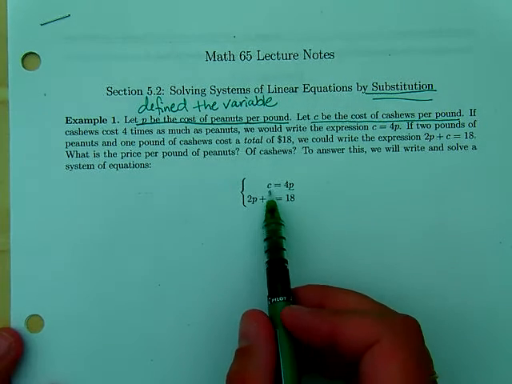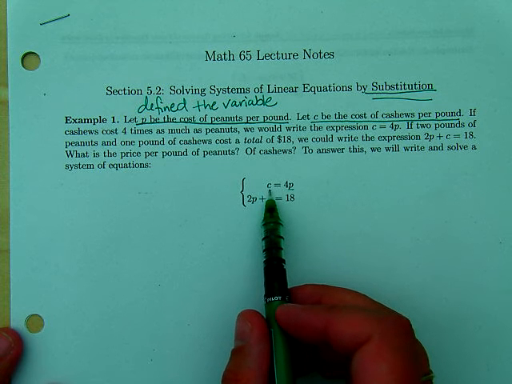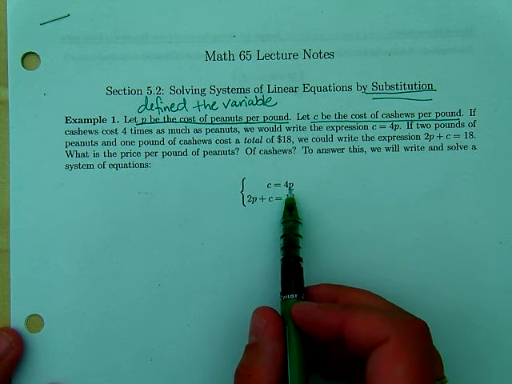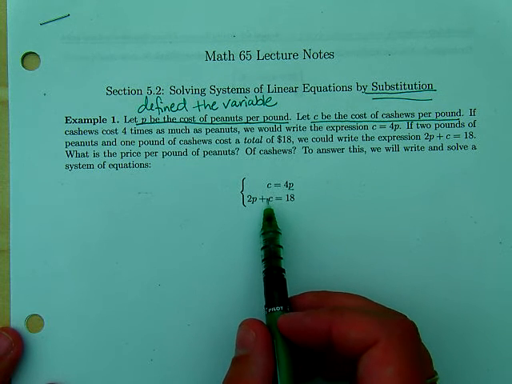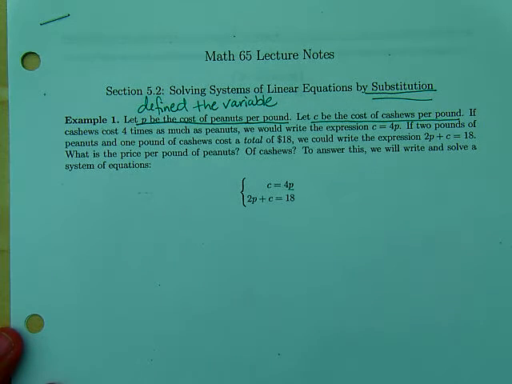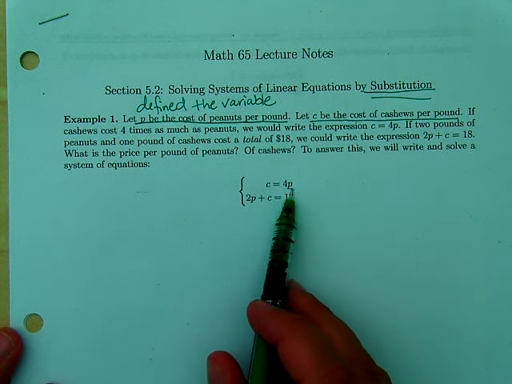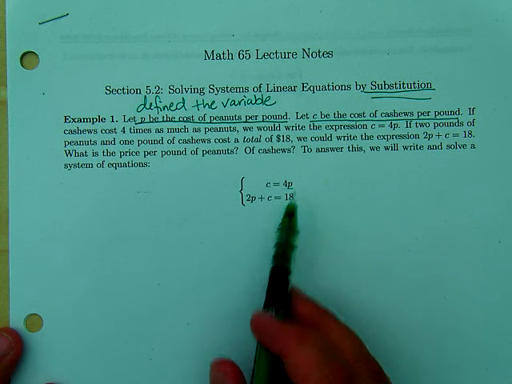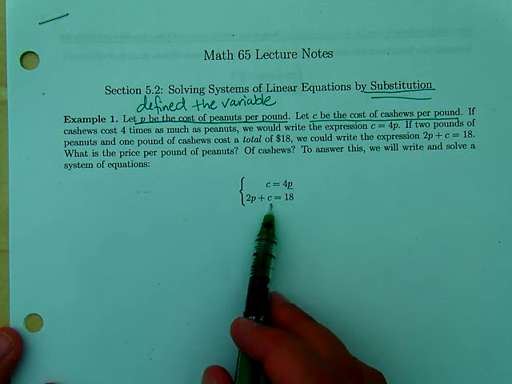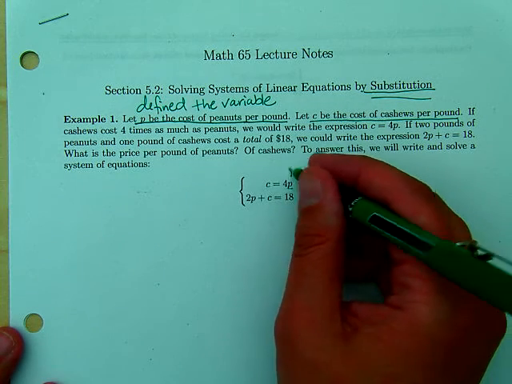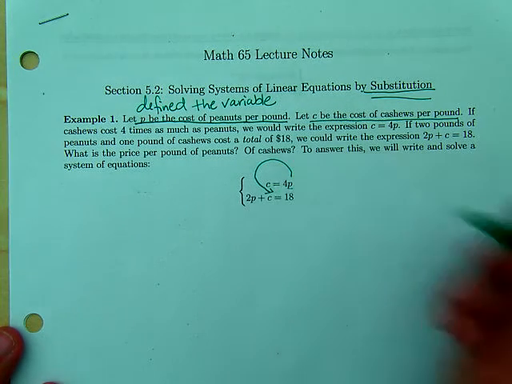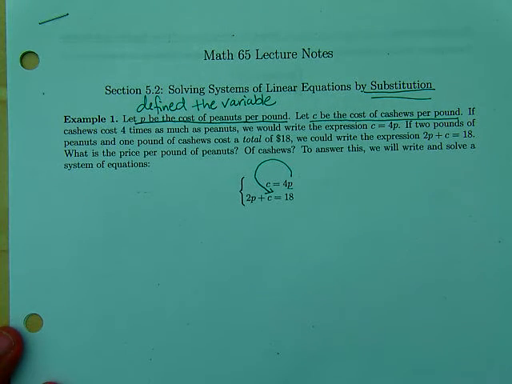But since I have C by itself and C is equal to 4P, what we can do is what's called a substitution. We can say, well, you know what? C is sick for the day. C's going home sick, but don't worry. We've got C's substitute, 4P. They're equal to each other, right? So wherever I see a C down here, I'm going to substitute in the 4P.